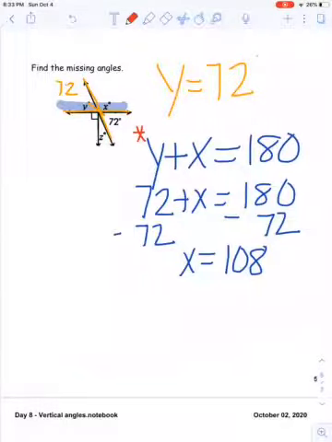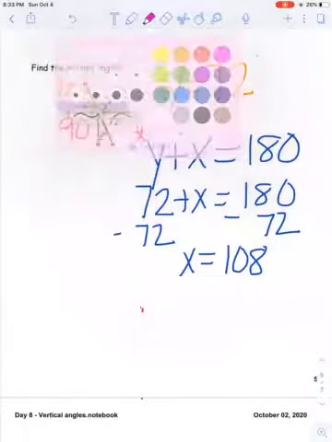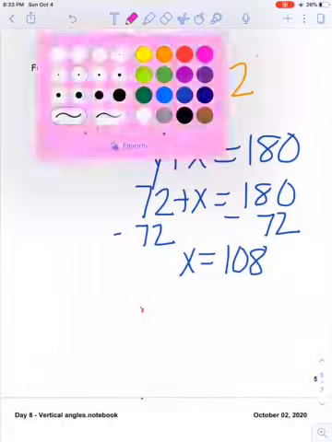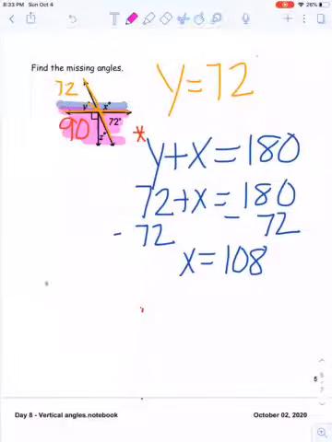Okay? All right. So I see a right angle, and I see that it's 90 degrees. Okay. Well, I see another straight angle somewhere. Okay? Here's another straight line. All that lies on a straight line. So when I add them together, they equal 180.